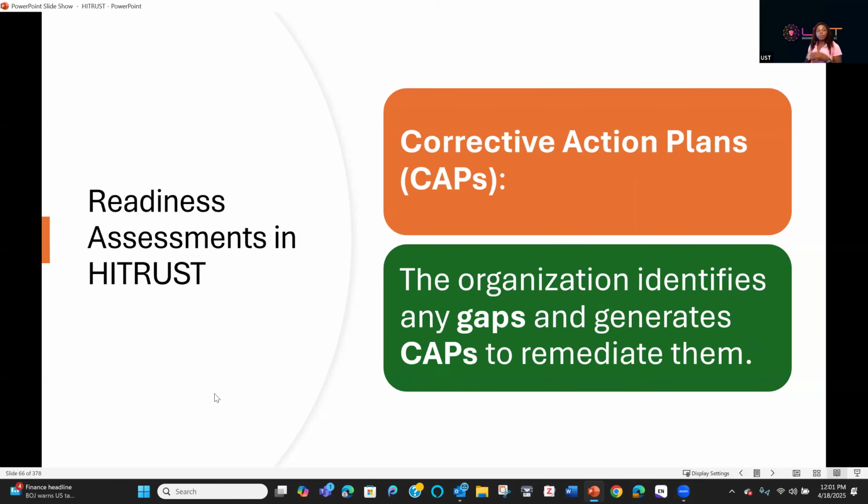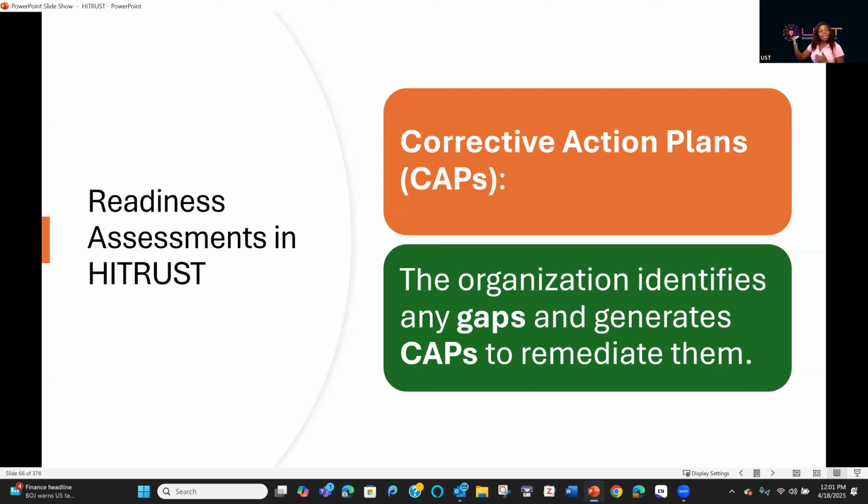So after that, what happens? Of course, you definitely have a corrective action plan. Remember, we are still going through the readiness assessment in HITRUST. For a corrective action plan, or CAPs, the organization defines any gaps and generates CAPs to remedy them. So once I've identified, you know what, we have a gap, we've not even implemented this control, we have to do it. That is the gap. And based on our knowledge of RMF as pertaining to NIST, that's something we are covered on.